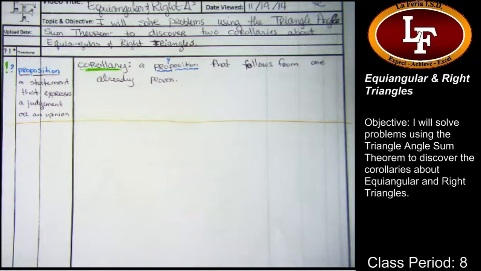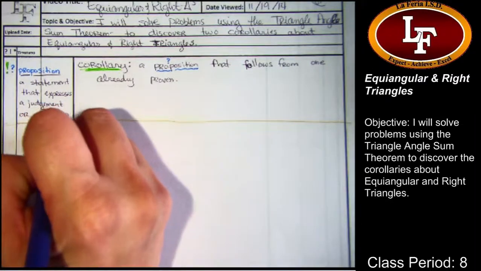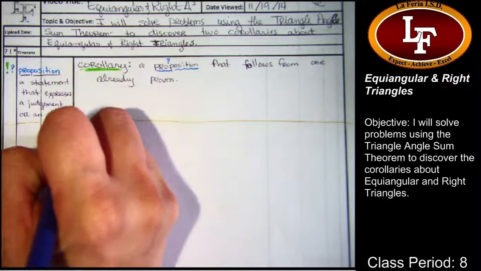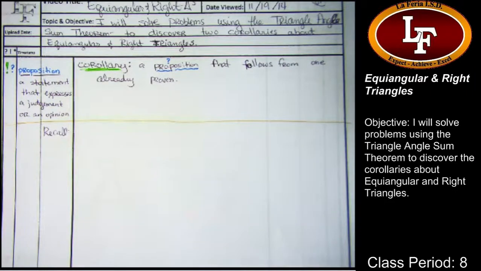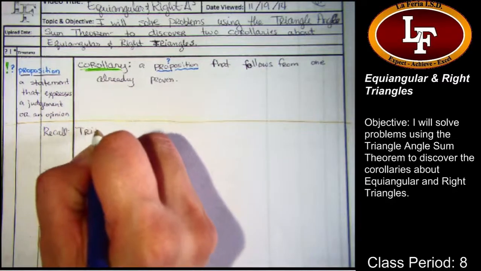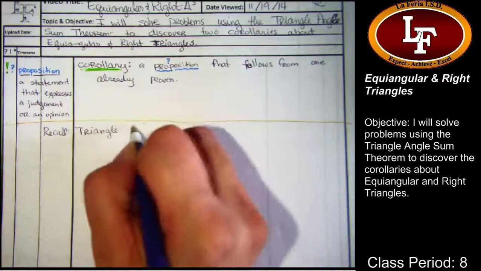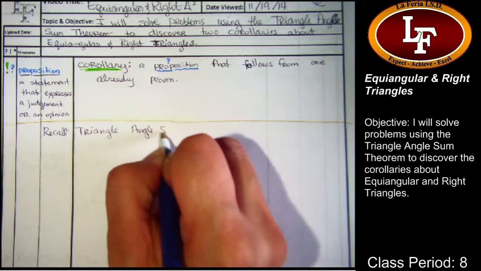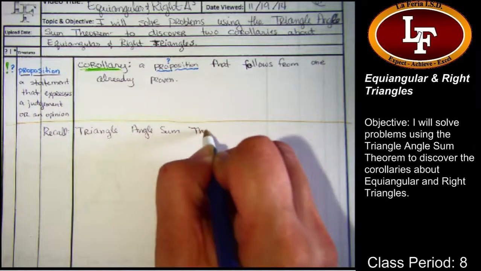Okay. I need to do a recall moment with you guys. Okay? A recall moment is just something that we've already talked about, and I want to bring it back up again. And the thing I want to recall for you is the triangle angle sum theorem.